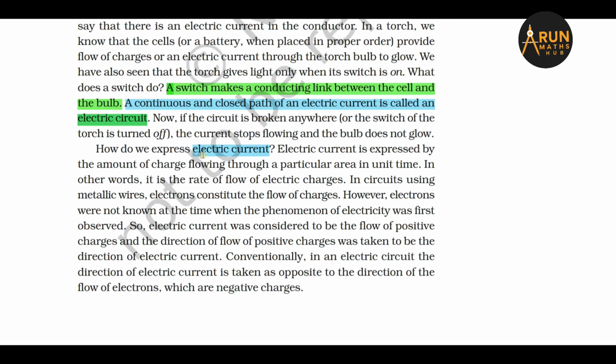Next, the important definition is electric current. What is electric current? Electric current is expressed by the flow of charges to a particular area in unit time. Otherwise, you can say the simple definition for electric current is the rate of flow of charges. Electric current is defined as the rate of flow of charges, or the amount of charges flowing to a particular area in unit time.